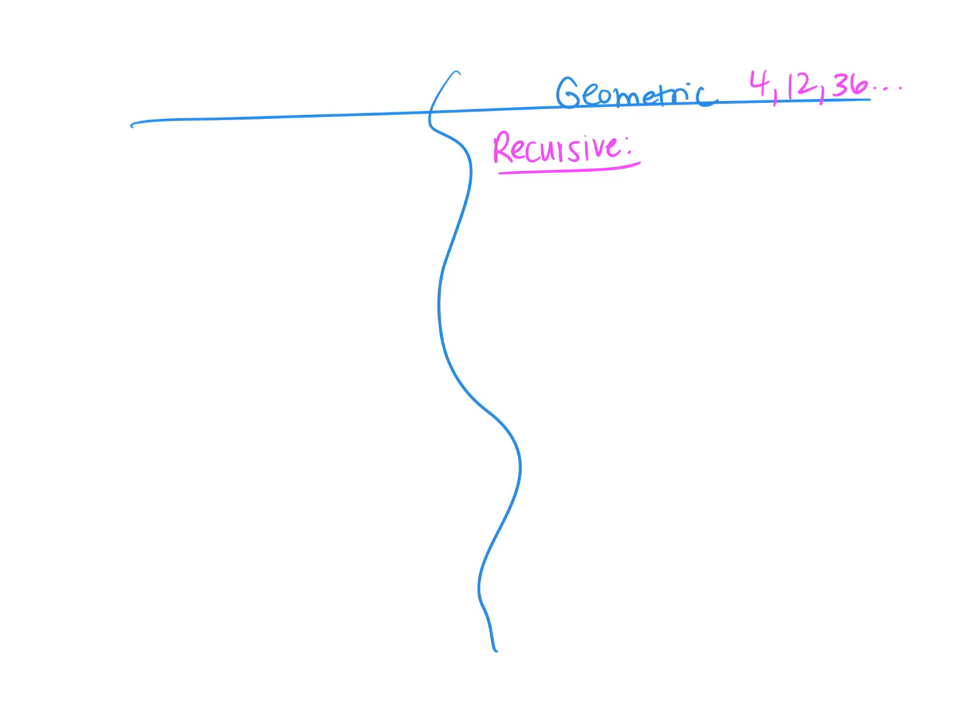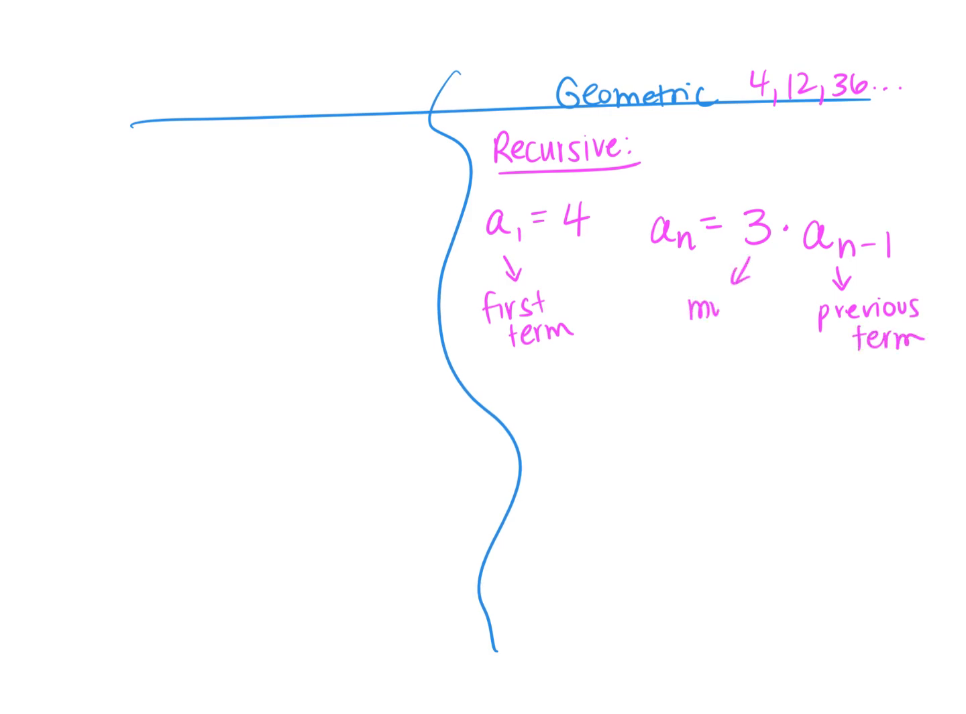So you always say, hey, my first term is 4. And then to find any term, I take 3 because I was timesing by 3. So I take 3 times the term before, the previous term. So again, this is my first term. This is the previous term. And this is my multiplier. So there's my recursive rule.